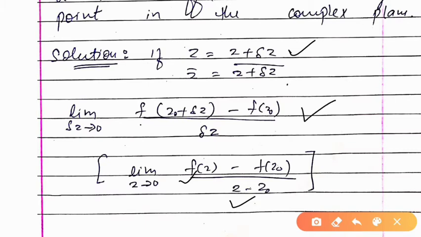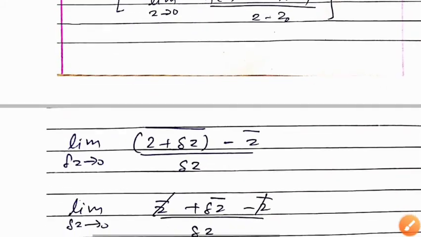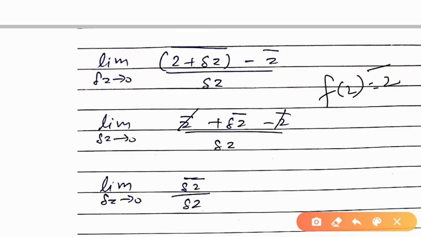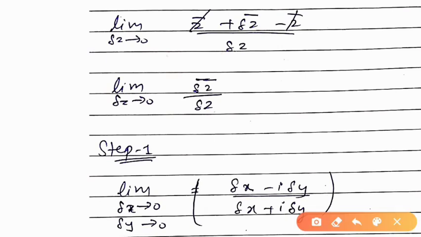F of z minus f of z0 upon z minus z0. See, now I will put here: our function f of z is given to us as z bar. So if I am taking z as z plus delta z, I will put here z plus delta z whole bar minus z bar. I will open this bracket. I get z bar plus delta z bar minus z bar. These both will get cancelled. You are only left with delta z bar upon delta z.